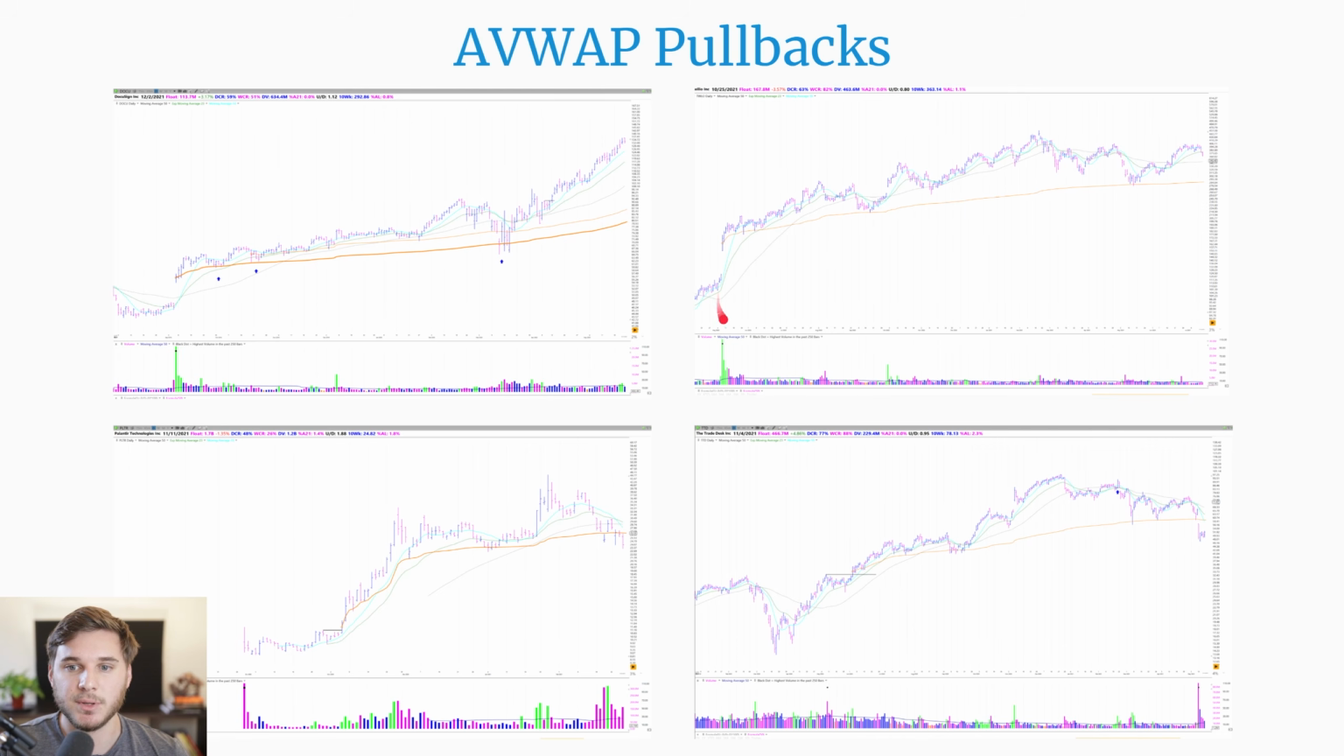And we've got a very similar thing, the highest volume ever on this earnings gap up. And we get a bunch of nice buy point opportunities here as a pullback to the anchor VWAP here, as well as here. So this has remained a very important level.